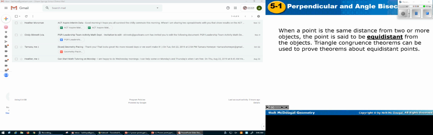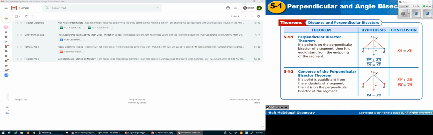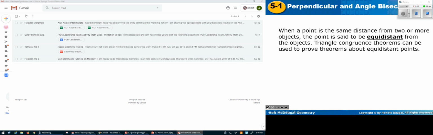All right, so when they tell you in the directions that something is equidistant, you need to know what that means. When a point is the same distance from two or more objects, that point is said to be equidistant from those objects. So equidistant just means the same distance from two or more objects. In other words, I could be equidistant to Marissa and Marlene if I am the same distance from them, right? So anytime they tell you equidistant, same distance.